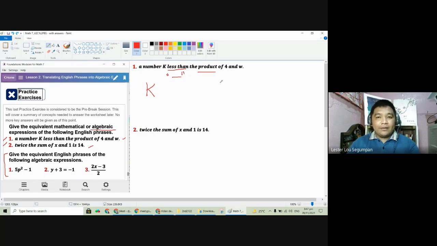So we simply need to write them into one using the operation of multiplication. And in algebra, we just write them side by side. This is 4W. Some of you might use parentheses, but there's no need for that, since it is already under multiplication, so it can hold as that. Is our final answer K minus 4W? Some of you may say yes because there is the term less than here, so it simply follows the left to right pattern: a number K less than the product of 4 and W.